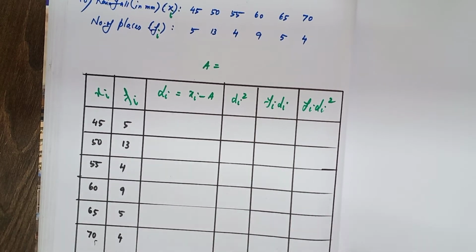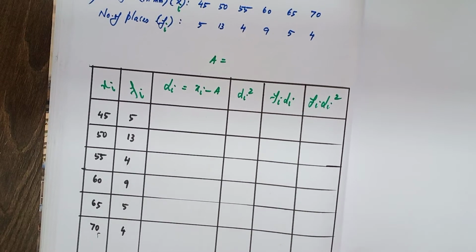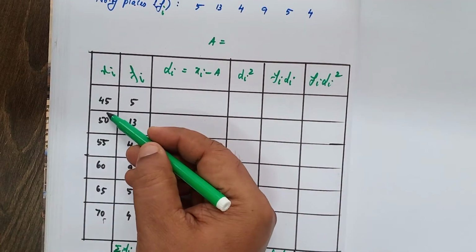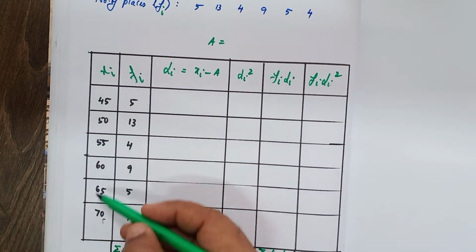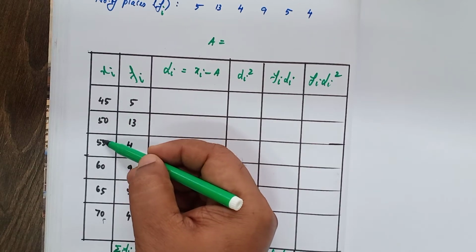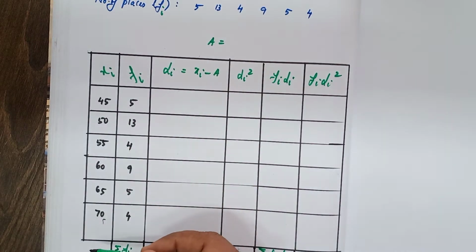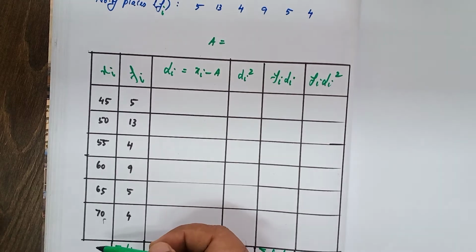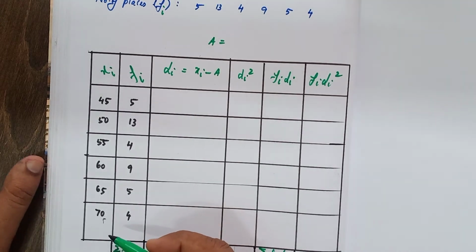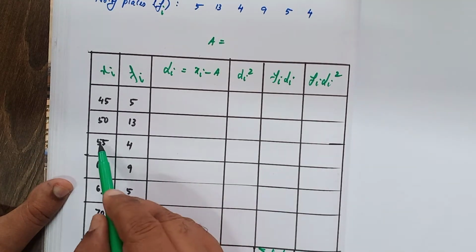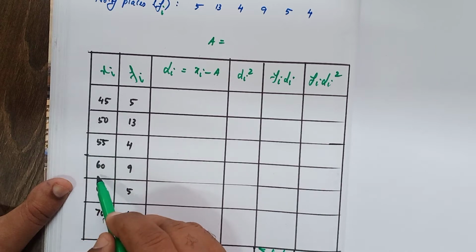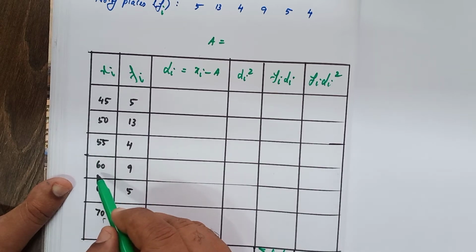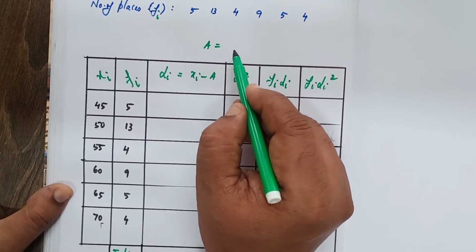assumed mean method. Okay. Now look at that, x values are uniformly increased. 45 plus 5, 50, 50 plus 5, 55, like that. In that case, how to find the value of that assumed mean? Find the middle value. Here we have two middle numbers, 55 and 60. You can take any one of them, either 55 or 60. I go for 60. A is equal to 60.